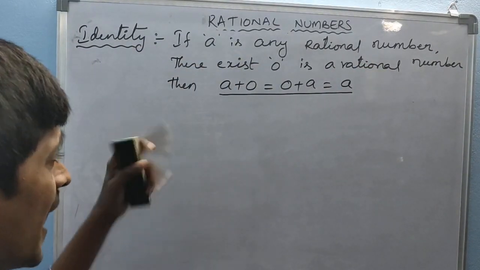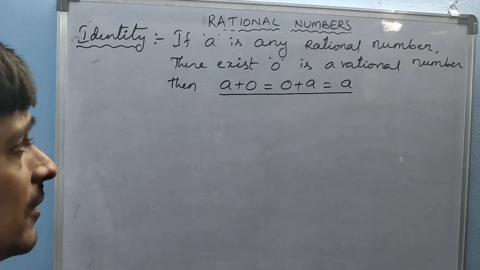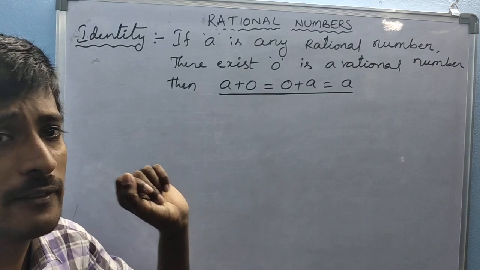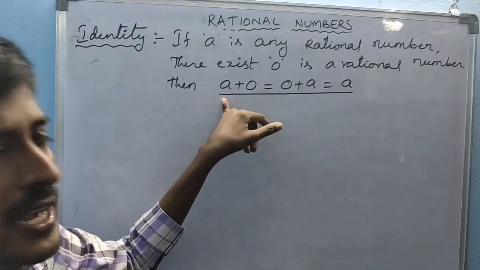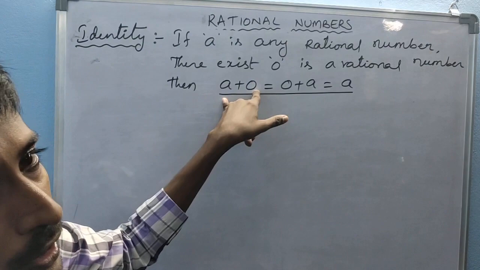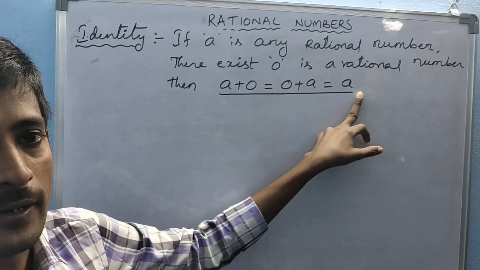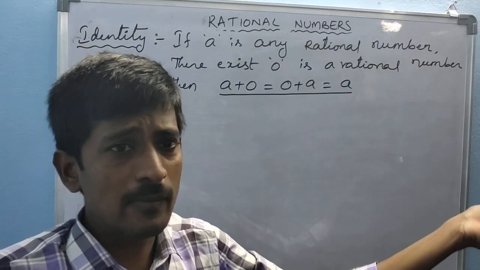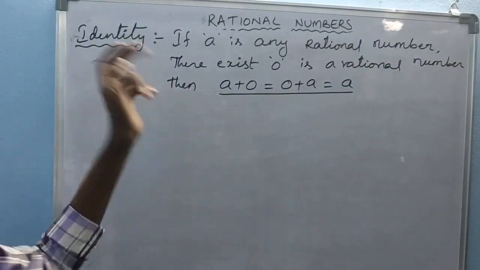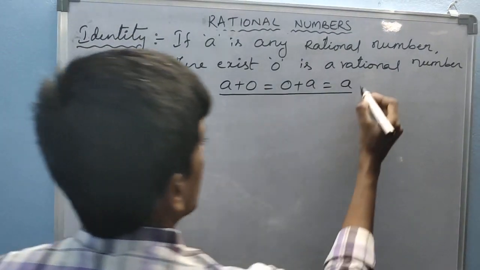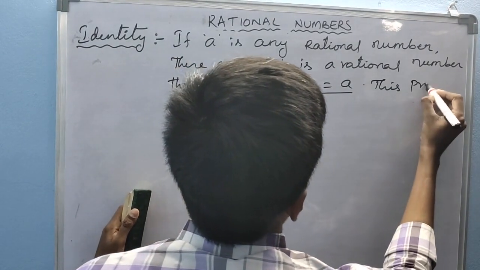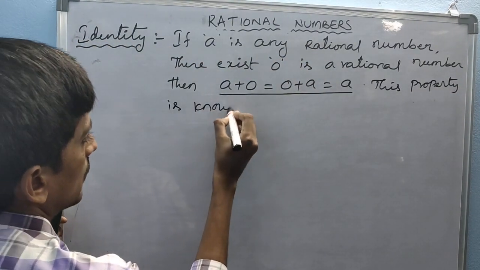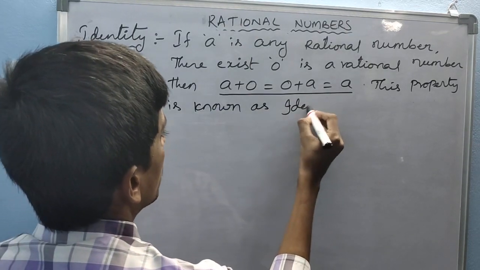This is identity. For example, which number you add to a given number gives the same number? A is a given number. Which number do you add? 0. It gives the same number. So, the property where adding a number to a given number gives the same number is known as the identity property.